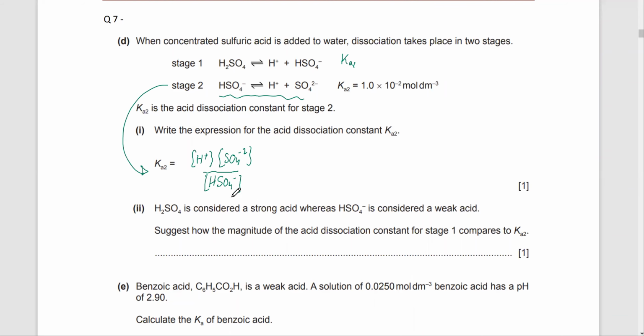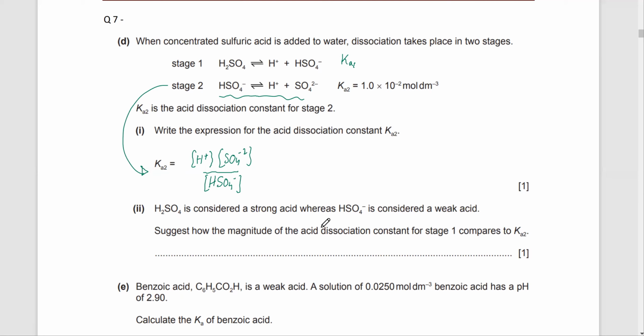And then they're saying H2SO4 is considered a strong acid, whereas HSO4 minus 1 is considered a weak acid. And I told you that it's a weak acid. Why? Because of the negative charge. Negative ions would in fact be attracting H plus 1. They won't be releasing H plus 1 ions, which is why they're considered weak acids. They're very bad acids. So any negative ion is not going to be a good acid.